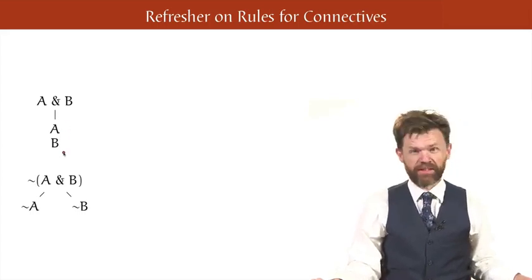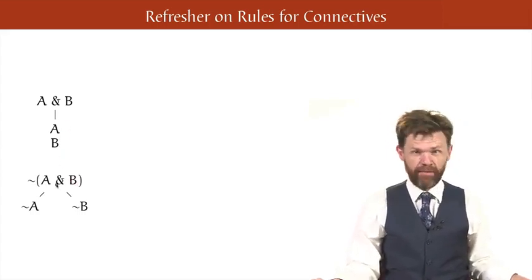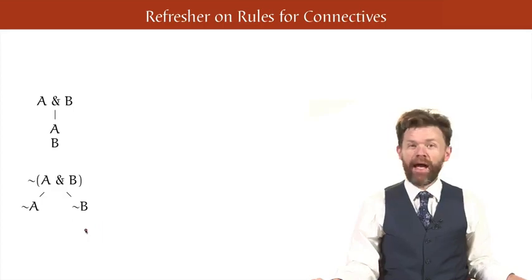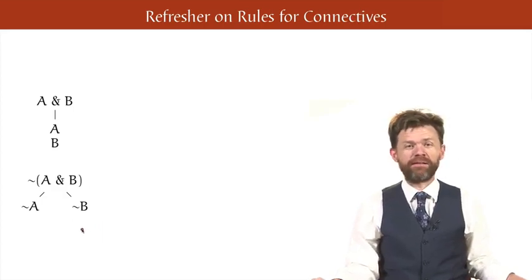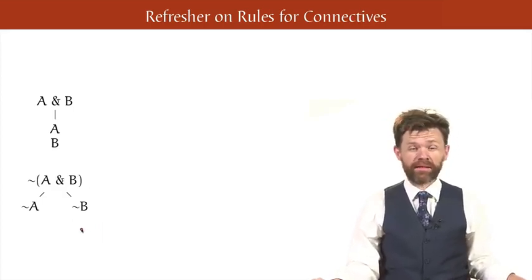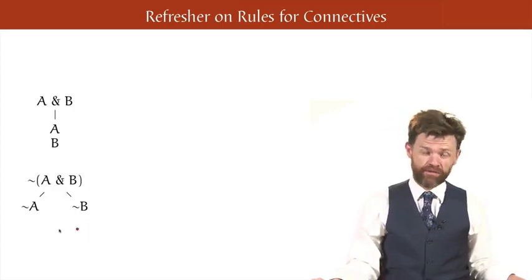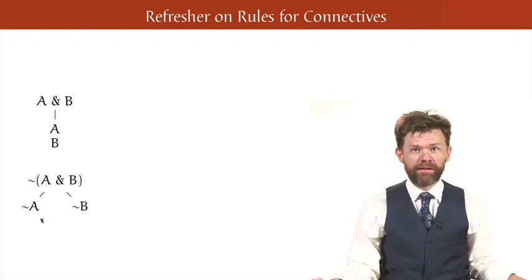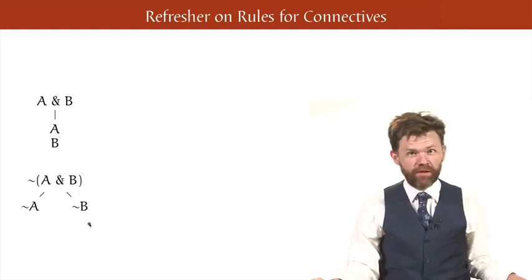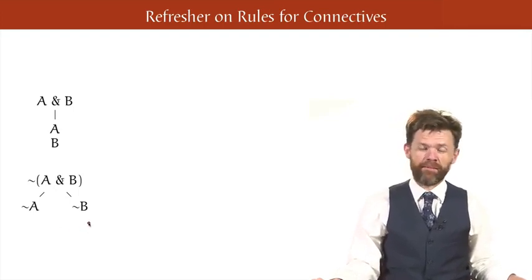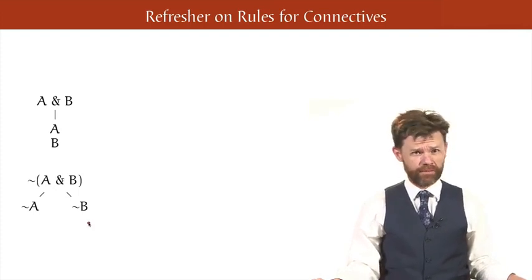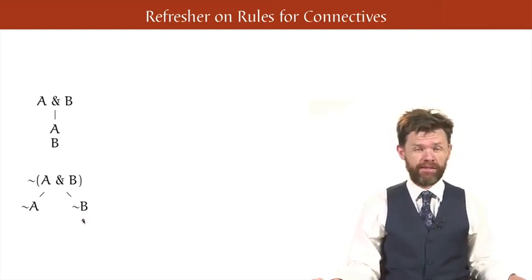A negated conjunction is different. We develop not (A and B) by writing down not A and not B in different branches. If not (A and B) is true, then the conjunction A and B is false, and this means that either A is false, so not A is true, that's the left branch, or B is false, so not B is true, and that's the right branch. These two possibilities are represented in the two different branches.